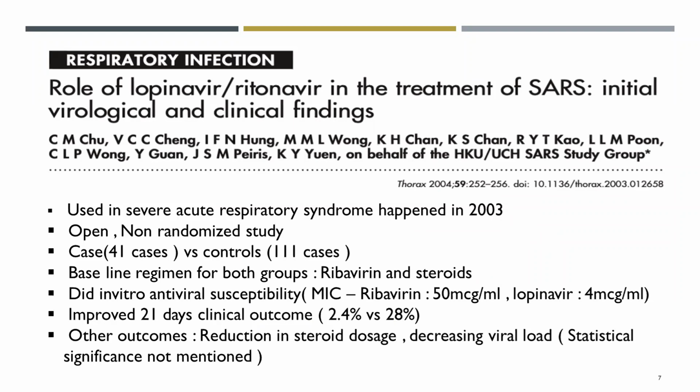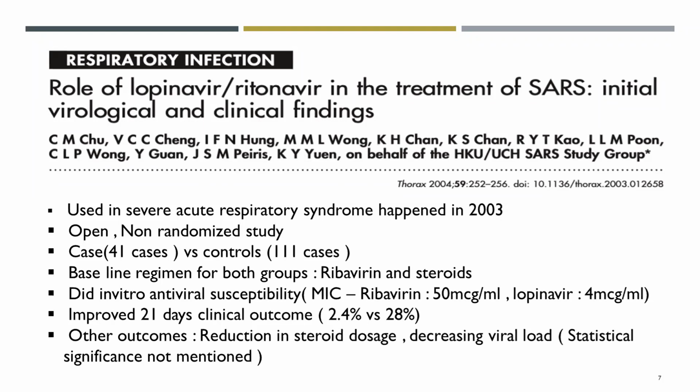The point to notice when we are using Lopinavir is that they did the in vitro antiviral susceptibility testing, and they found the MIC. This was done at 2 different intervals, and they found that the MIC for ribavirin is 50 microgram as compared to Lopinavir with 4. So they knew, after 5 days of starting the drug, what the MIC is, so what the optimum drug level that can cause viral inhibition was known.